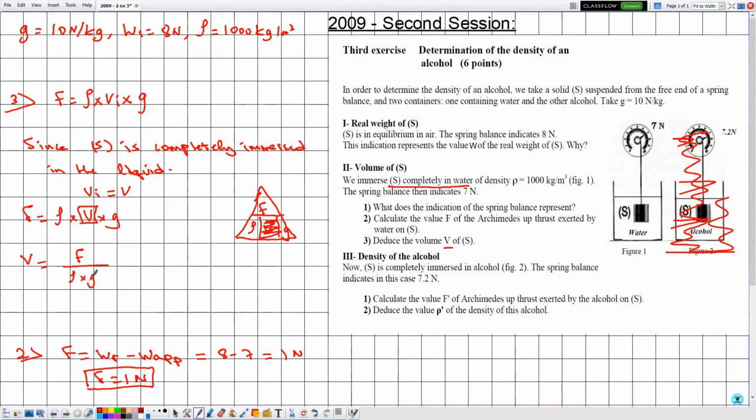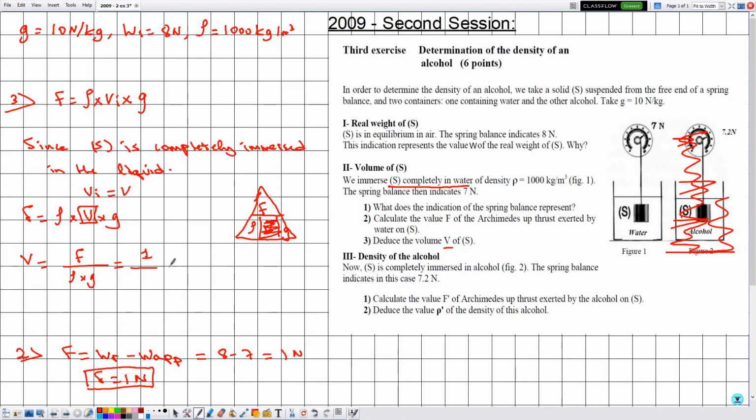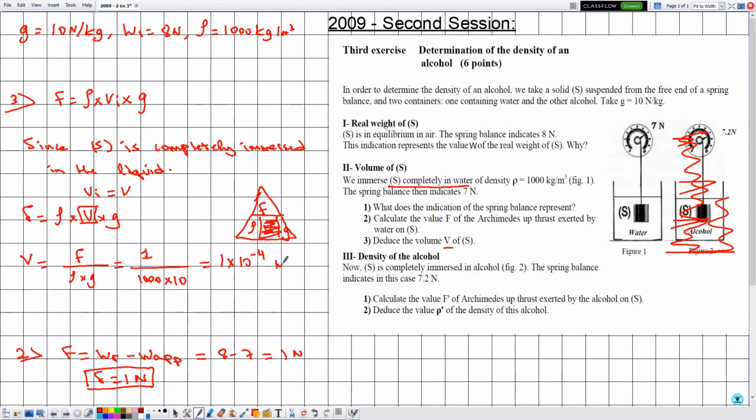rho multiplied by G. Now the value of F is given by 1, and the value of rho is given by 1000, and the value of G is given by 10. Plugging this fraction on the calculator, the value of V will be given by 1 times 10 to the power minus 4. Since everything is in the SI, the value of V will be in the SI, which is meter cube. So here we have determined the volume of the solid S, which is given by 1 times 10 to the power minus 4 meter cube. So V is equal to 1 multiplied by 10 to the power minus 4 meter cube in the SI.